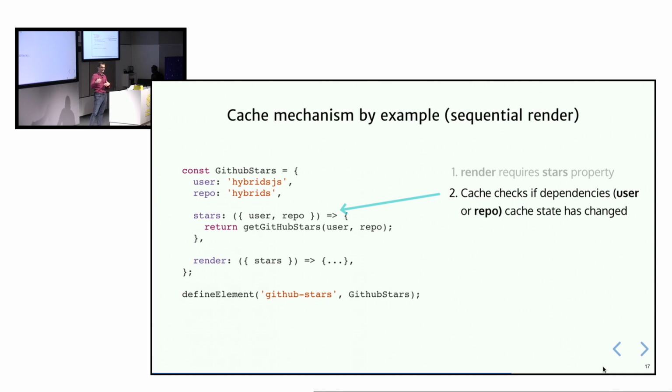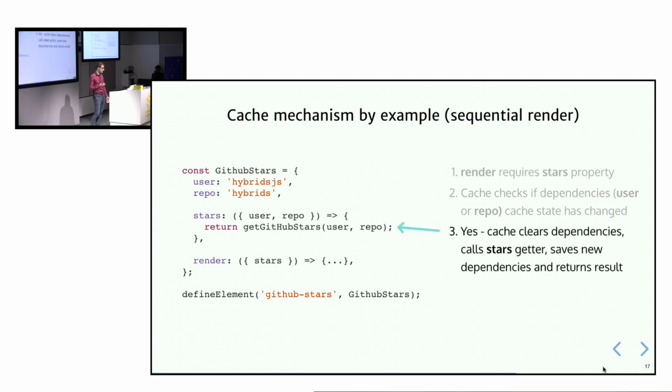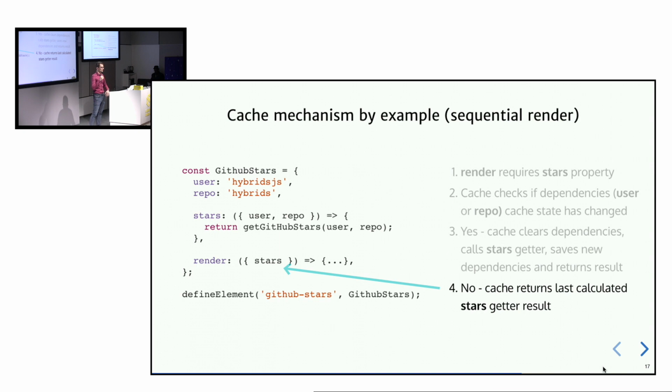If cache holds the data of stars, it will check if the dependencies, user and repo, cache state has changed. So there are, of course, two answers. Yes, if they change, the cache clears all the dependencies, calls the stars getter again, and the process begins like in the first one. So the cache will save new dependencies and return the new result. But what happens when the cache says that repo and user don't change? The cache would say, OK, I can just return the last value.